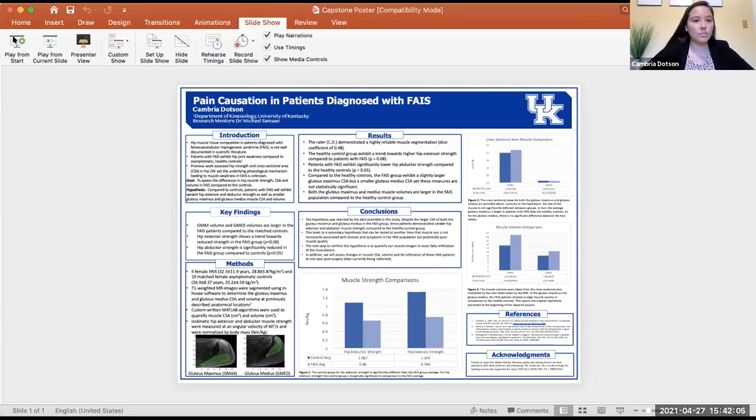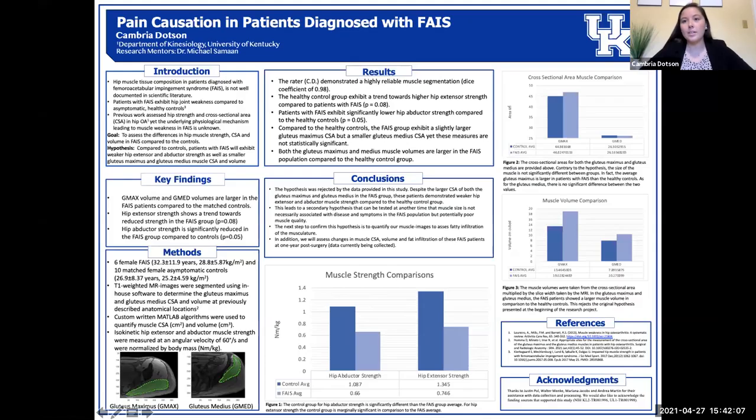All right. Share my screen. Okay. Hi, everyone. My name is Cambria. So I've been working with Dr. Saman for about 18 months now in his lab, where he focuses a lot on FAIS, which is where he's getting a lot of his grant money. So that's where his focus is.